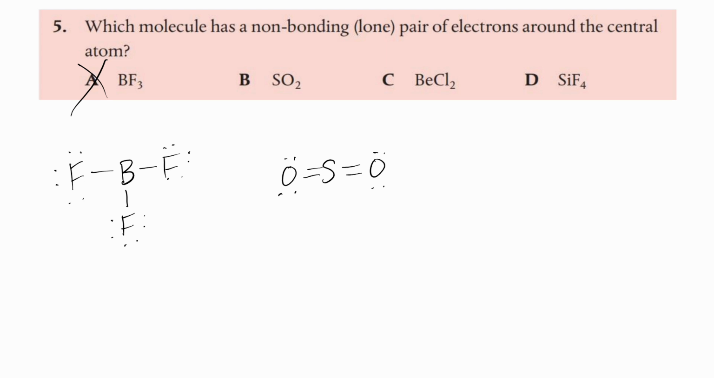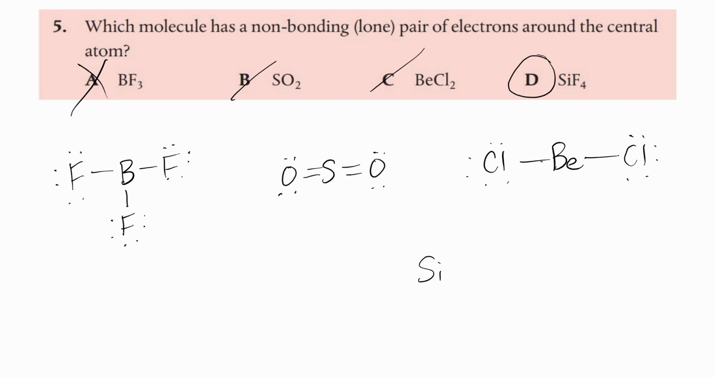Then we have BeCl2. Be, or beryllium, only has 2 valence electrons, so it's going to donate or share those with chlorine. So beryllium also does not have a lone pair on the central atom, which by default would be D, but let's go ahead and figure that out first. So silicon has 6 valence electrons. So if it had 4 fluorines to bond to, that means it bonded out 4 of its electrons and had 2 left, so it's going to have a lone pair on the central atom. So that one would be our answer.